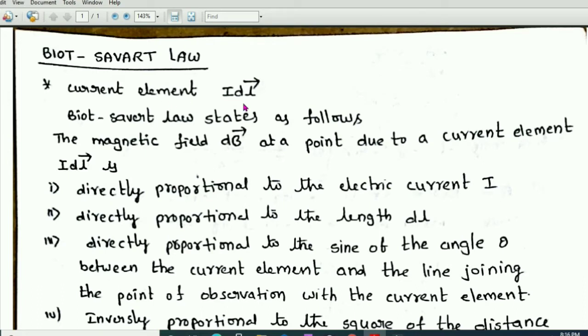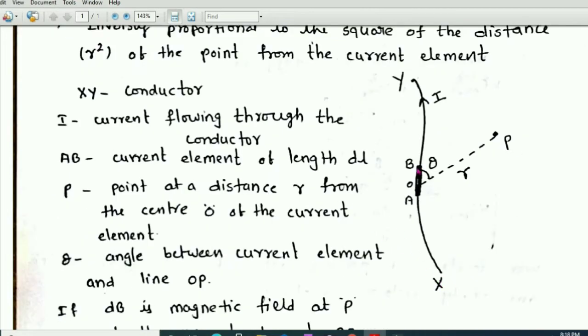Now, let us consider XY is the current carrying conductor. A small portion of this conductor is AB. The length of this portion is, let us say, dl. And P is the point at which the magnetic field is to be determined. At point P, due to this AB length element, the magnetic field is dB bar. And r is the distance of the point P from the length element. I is the current passing through the conductor.